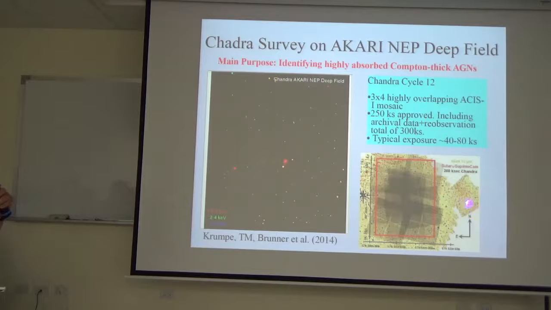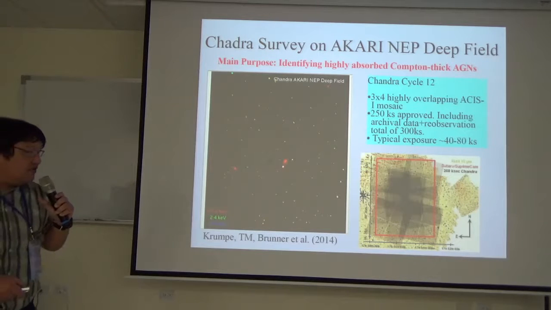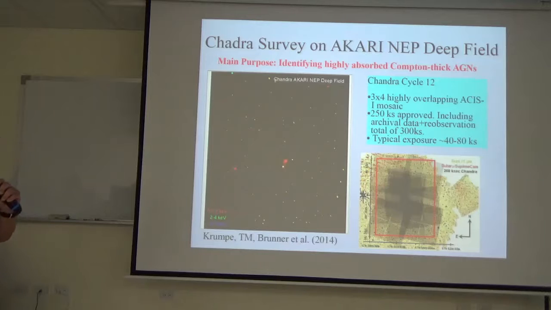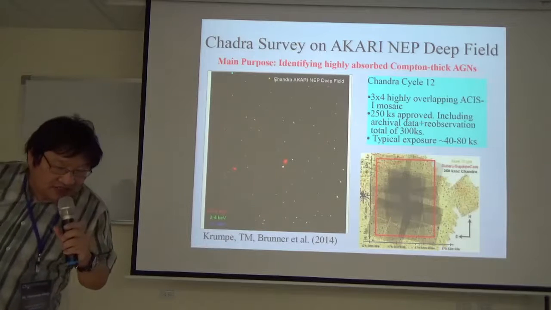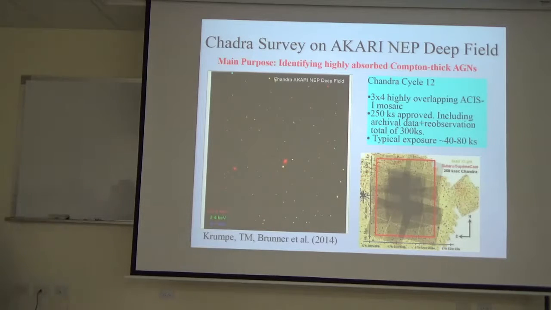The underlying image is the 15 micron data set for the Akari NEP-Deep field. We got a typical exposure of between 40 and 80 kiloseconds. The main purpose of the Chandra observation was to identify highly absorbed, especially Compton-thick AGNs, and I'll explain a little bit more.